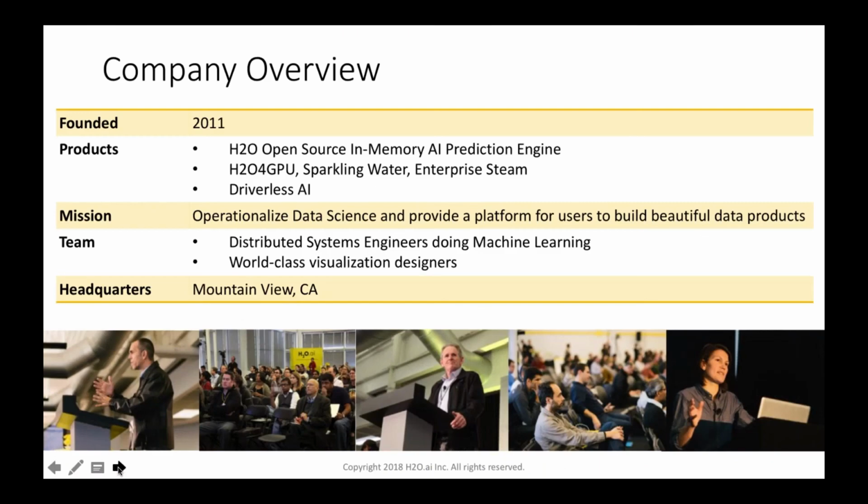Okay, so just a little bit about the company. We were founded in 2011, and our products include H2O open source in-memory prediction engine, Driverless AI, Sparkling Water, H2O for GPU, and Enterprise Steam. And I'll be discussing those in more detail today. Our mission is really to operationalize data science. So how can we get you to move very quickly from building a machine learning product and putting it into production?